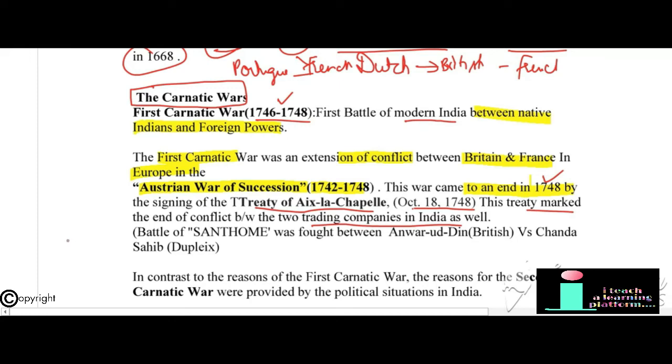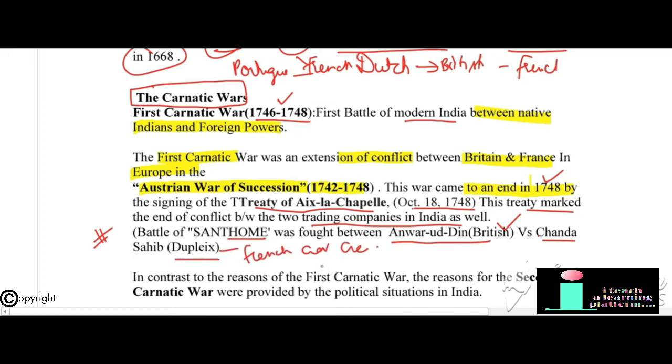Here, one important thing is that the battle fought during the first Carnatic War is the Battle of Santhome. It was fought between Anwaruddin, who was being supported by the British, versus Chanda Sahib, who was being supported by Dupleix. Dupleix was a French Governor General.